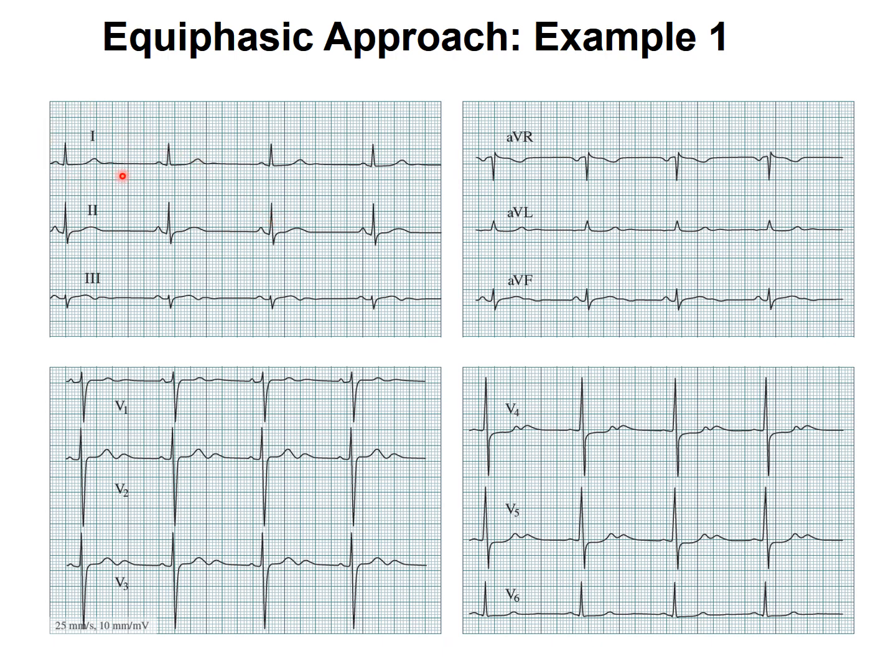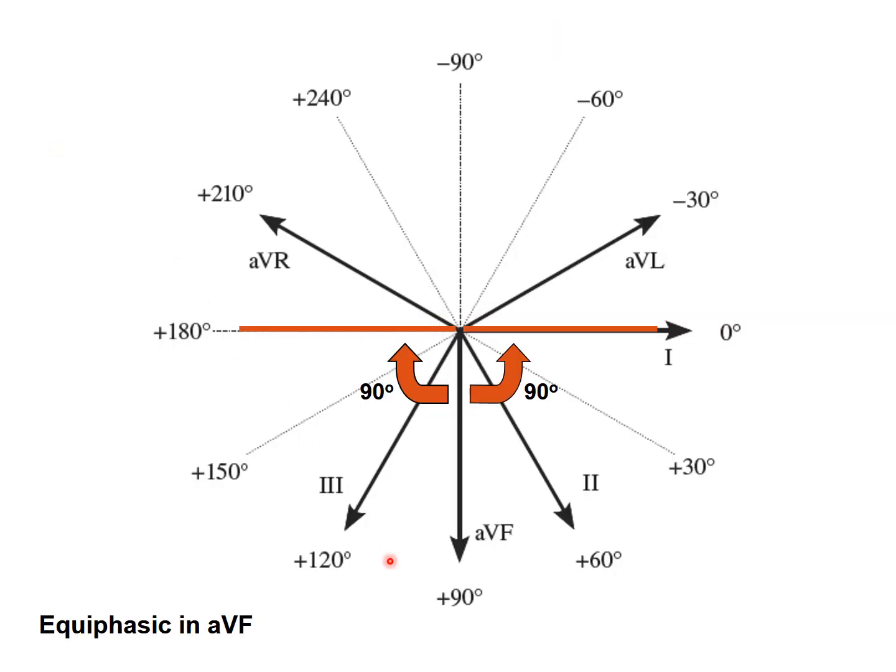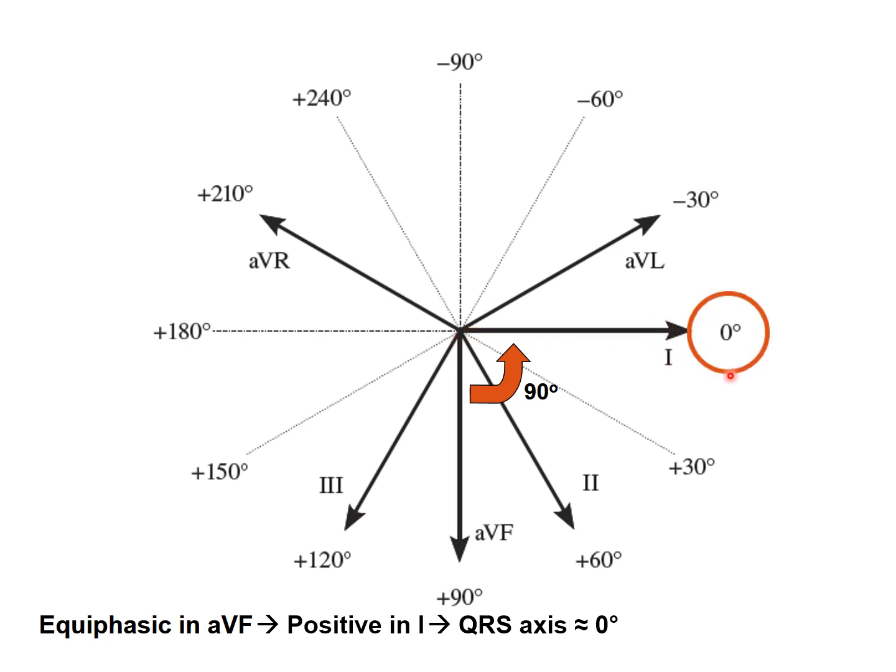Lead number 1, as you see here, is positive. So if lead number 1 was positive, meaning that this electric axis should be parallel with lead number 1, the axis has to be 0.